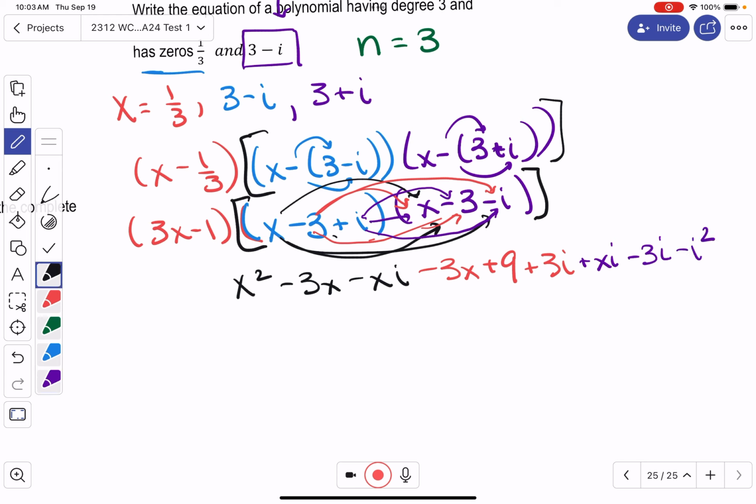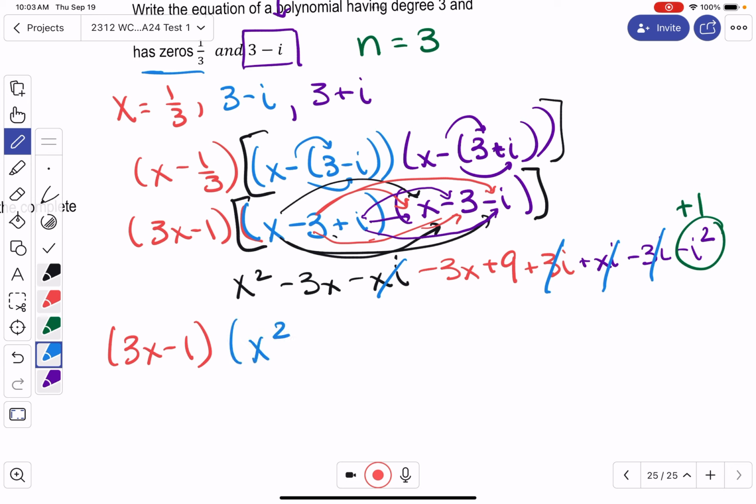This is nice because things are going to cancel. For instance, negative xi, positive xi, positive 3i, negative 3i. In particular, notice all of the i's cancel, and then you have this i squared term out here, negative i squared. Remember, i squared itself is negative 1, times the negative makes it a positive 1. So we clean things up now. In the front, you still have 3x minus 1. Then I have an x squared term right here, negative 6x, then I have 9 plus 1, which is a positive 10.